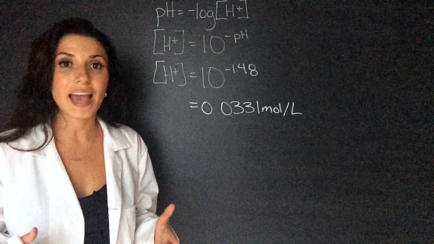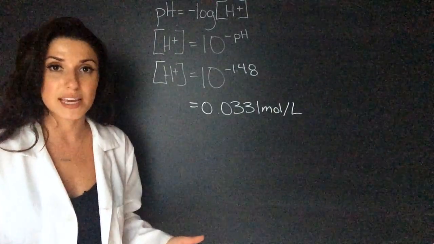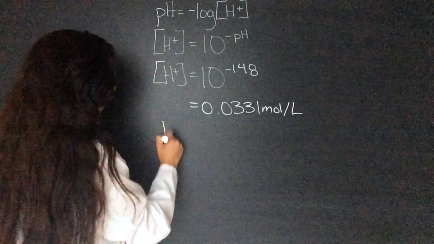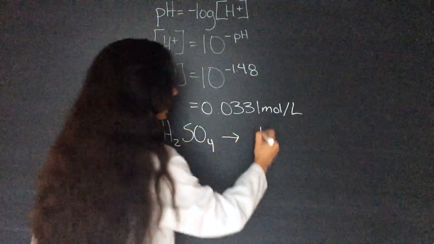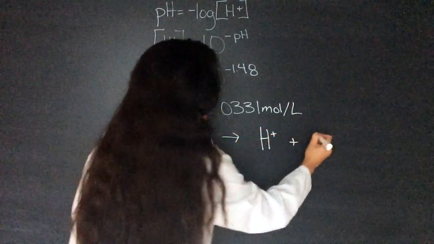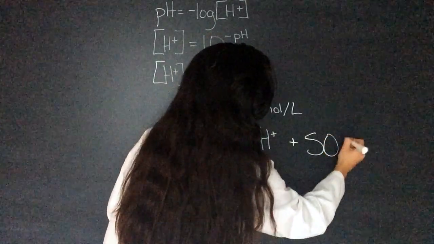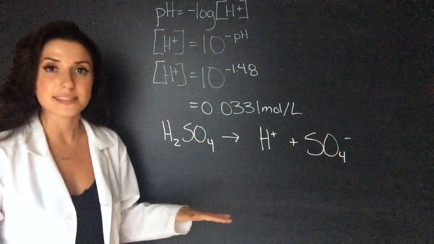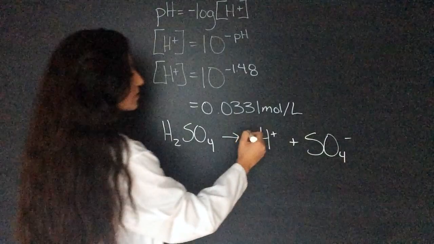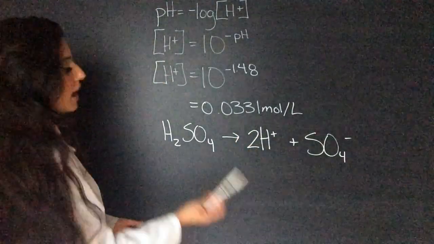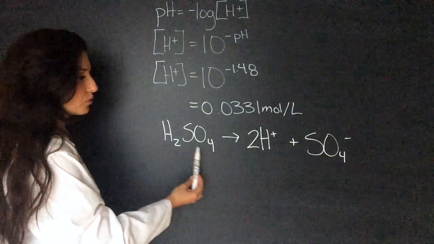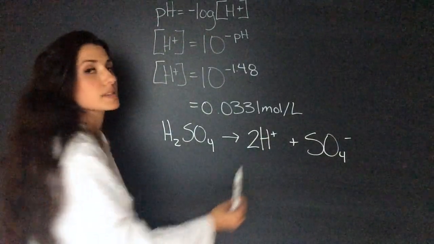We need to see how H2SO4 dissociates in a solution. When we have H2SO4, we get hydrogen ions and sulfate ions. Now we have to balance this equation, and to balance it, we just have to put a 2 in front of the hydrogens. Now we know that for every 1 mole of H2SO4, we have 2 moles of hydrogen.